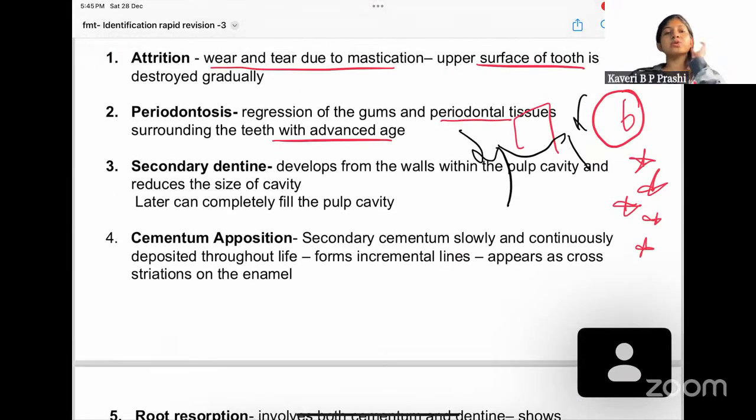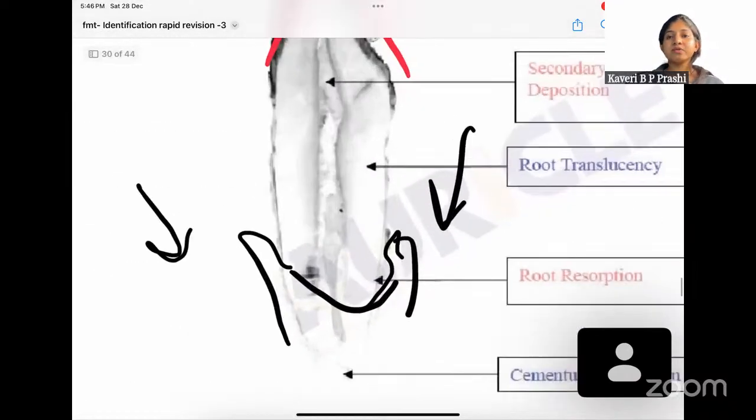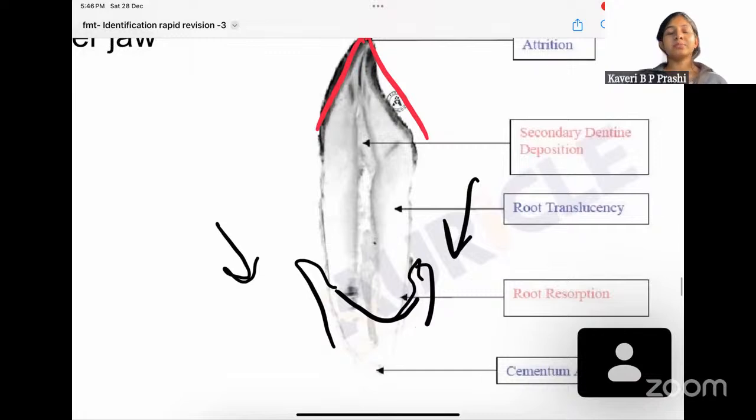That is, it is going to develop from the walls within the pulp cavity and reduce the size of the cavity. Later it can completely fill the pulp cavity. So basically, if you see the secondary dentine deposition, what happens? Now I'll be marking it in green color.